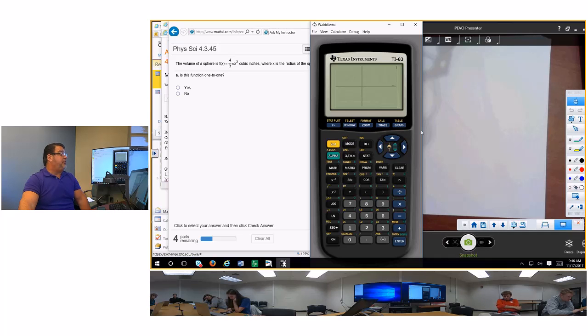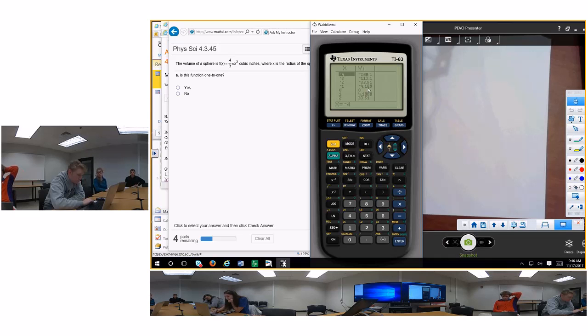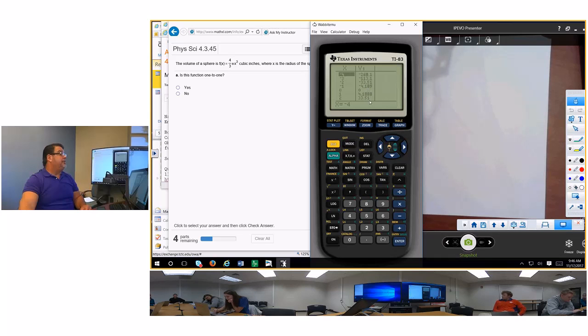Now what you also can do is go to table. Go to table and see if there's anywhere you're getting 2 y's. Look at there. 4.19, negative 4 point what? 19, Hubert. Yes, class. 33.51, 33.51. So this is not a one-to-one function.